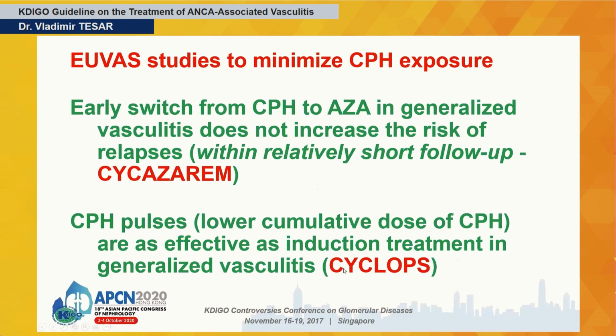And this was the aim of the EUVAS studies, which tried to minimize cyclophosphamide exposure, either by an early switch from cyclophosphamide to azathioprine in generalized vasculitis, not after 1 year as was done in the 1990s, but after already 3 months, or, in the second study, CYCLOPS, by using cyclophosphamide pulses with about 50% lower cumulative dose instead of oral continuous cyclophosphamide. In the short term, these studies were not associated with an increase in the rate of relapses.